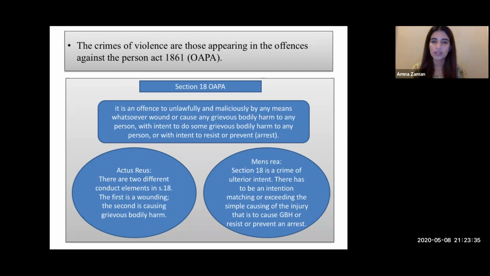With the actus reus, the prosecution will now have to prove the mens rea. And the mens rea for Section 18 is specific intent. Section 18 is a crime of ulterior intent, which means that with the actus reus, the defendant should be having an intention to cause grievous bodily harm or an intention to prevent arrest. If this cannot be proved, successful conviction under this section won't be possible.